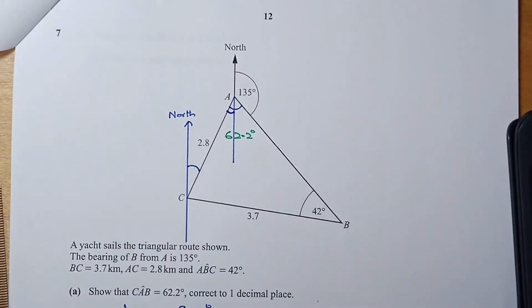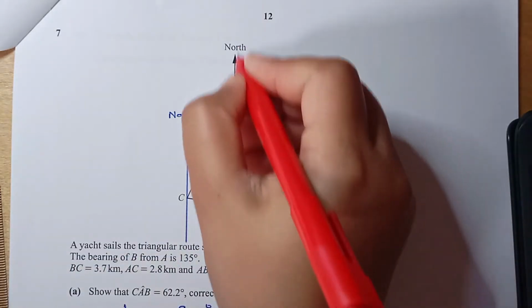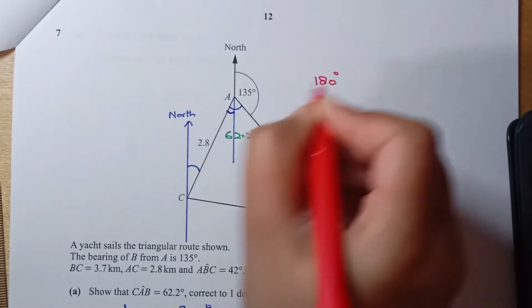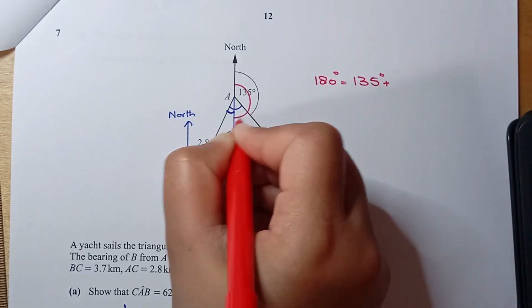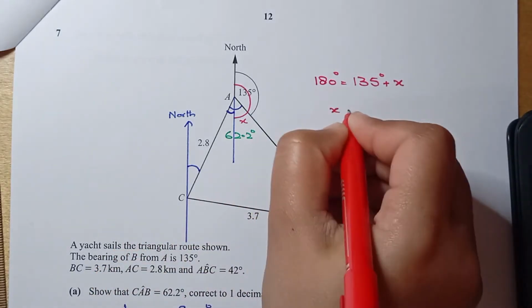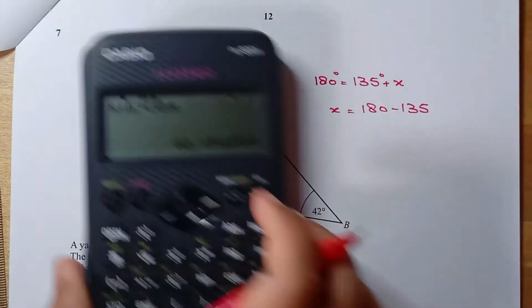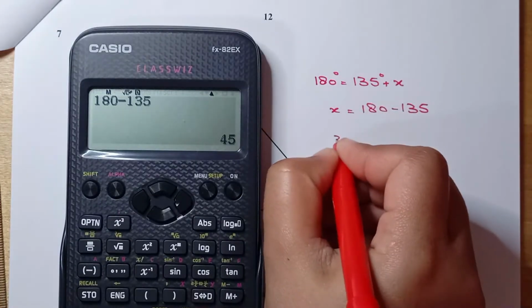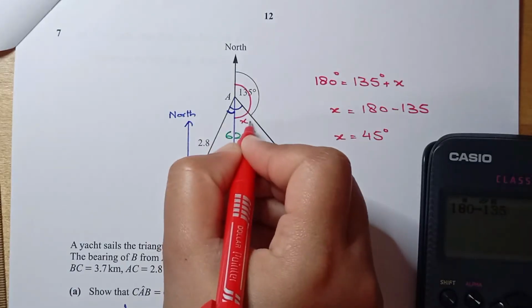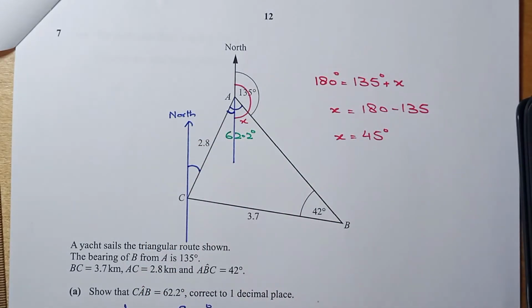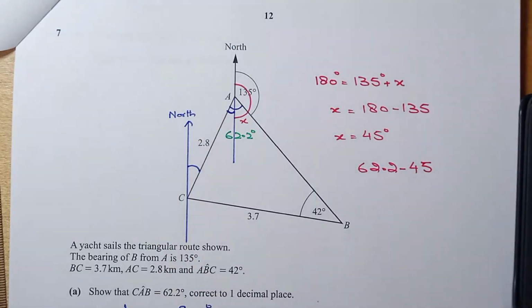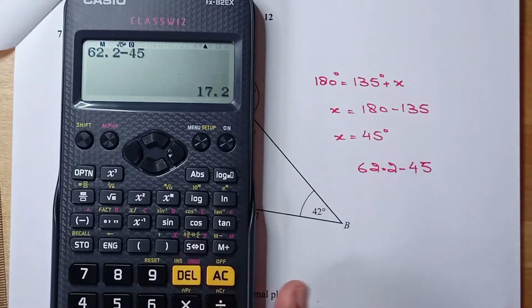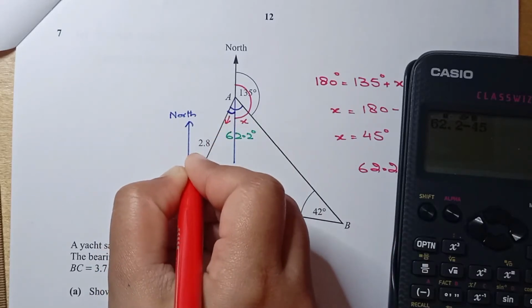Okay, so how can we find this angle? This straight line is 180, so this 180 straight line is equal to 135 plus, let's say this angle is x. Let me find that x. So x is equal to 180 subtract 135, that angle is 45. So this x is 45 and the total angle is 62.2. What is this angle? We can do 62.2 subtract 45, which is 17.2. So that angle is 17.2 and this angle is exactly the same, 17.2. So the bearing of A from point C is 17.2.